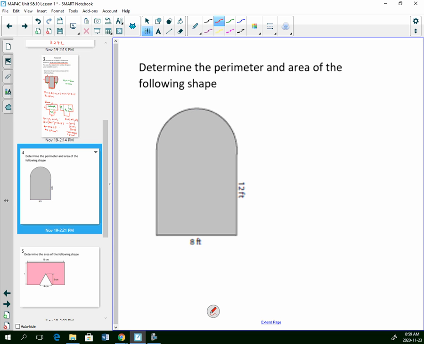Okay, so this one is determine the perimeter and the area. So the perimeter, so I kind of have to divide this into shapes because I have a circular part, right? So my perimeter, so I know this is 12. So it's going to be 12 plus 8 plus 12.